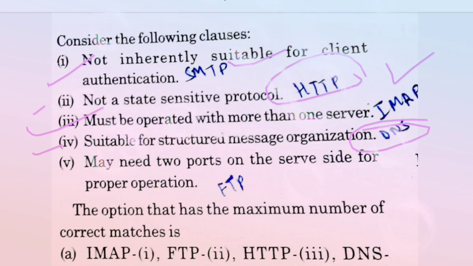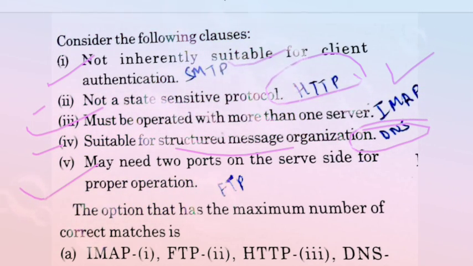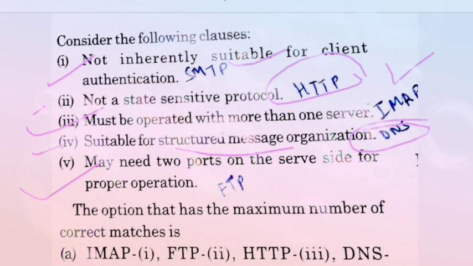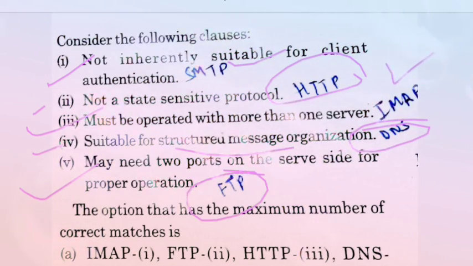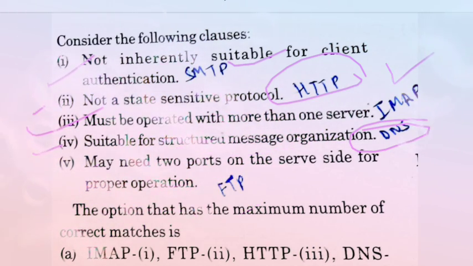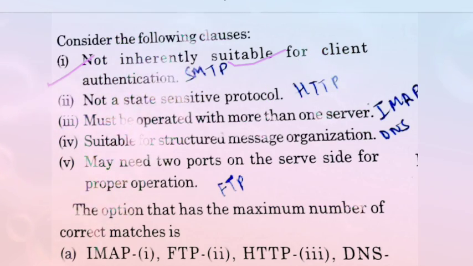So here DNS is mostly suitable for this structured message organization. Okay, next, fifth, many may need to port one side for the proper operations. So the correct protocol for this is FTP, file transfer protocol. Okay, so here a question is asked, and we are also going to solve this question.